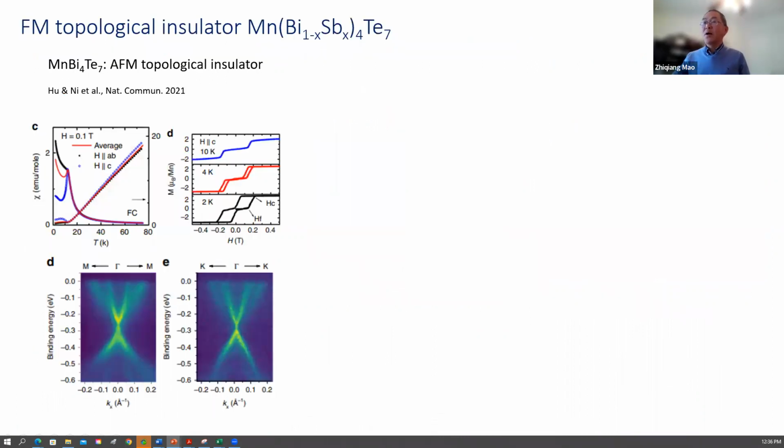So for 147, as I just mentioned, previous work already showed this is AFM. This is the AFM transition. Under field, it shows a spin flop transition. Our ARPES measurement shows it has a topological surface state and it's gapless. So the conclusion is AFM-TI.